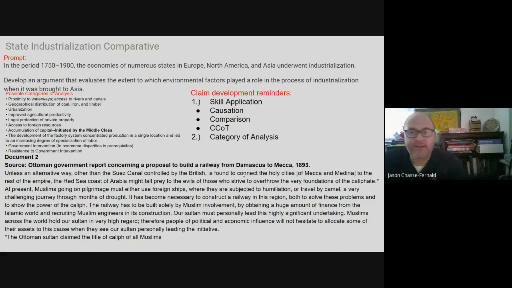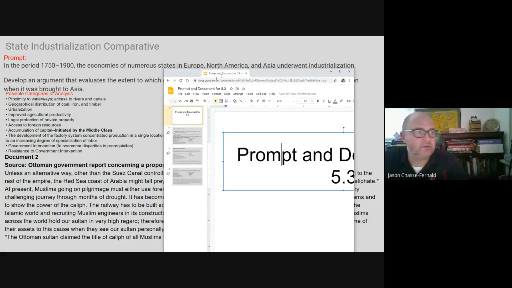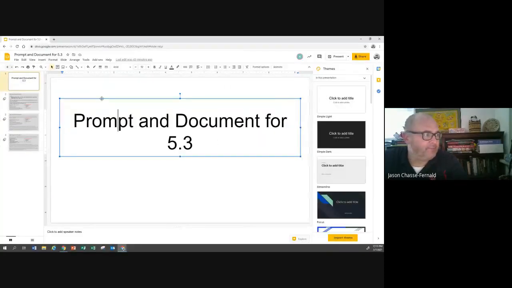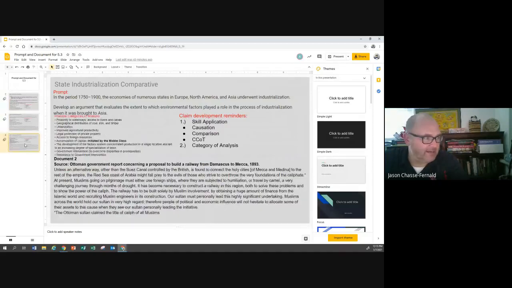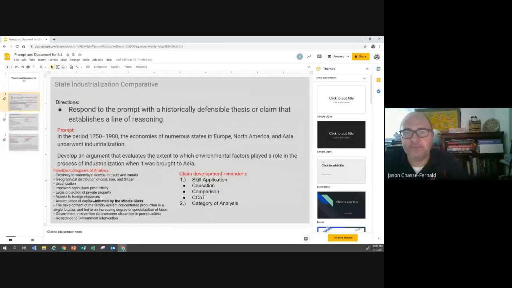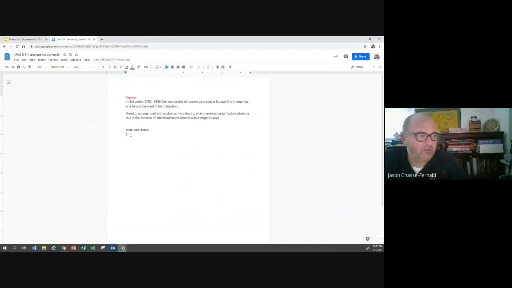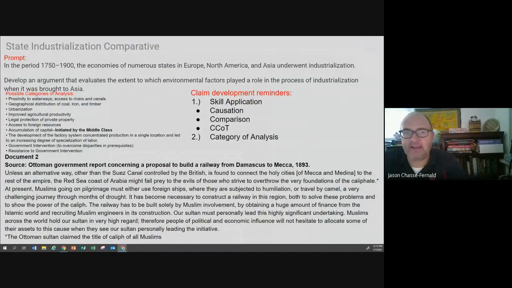So with that in mind, these are our documents. We're going to write a claim on this. Now, I did put into Google Classroom this right here, so you have access to these prompts if you want to look at them. And there's also a Google document, if you're watching this from home, where you can write your sentence right here, and then you can submit it via Classroom. So there you go.